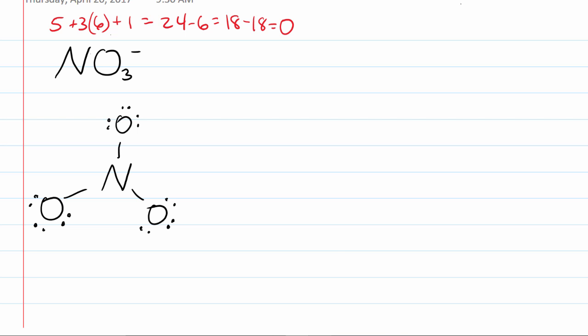First, what's wrong with this yet? Nitrogen does not have the outer level filled. So what do we need to do here? Shift some electrons. So now the question is, do we shift one here, or do we shift this one down here? Which one do we pick to shift?